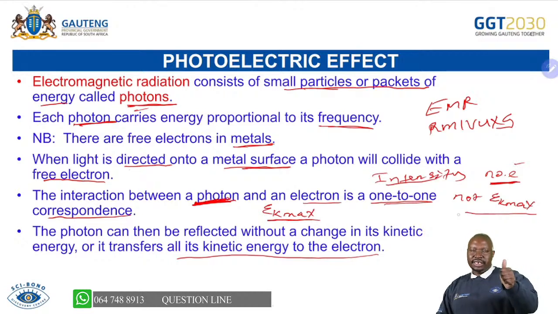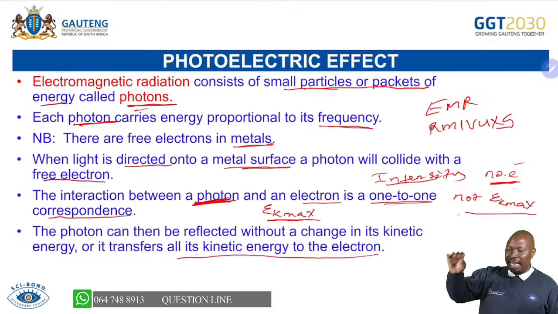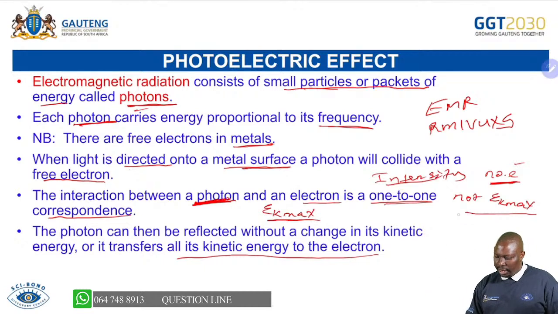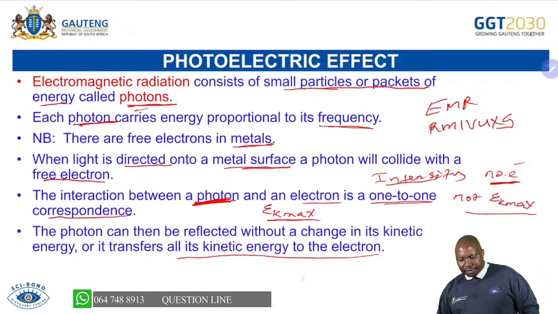And remember, intensity will affect the number of ejected electrons. We can refer to them as photoelectrons. It will not affect the maximum kinetic energy of those electrons.